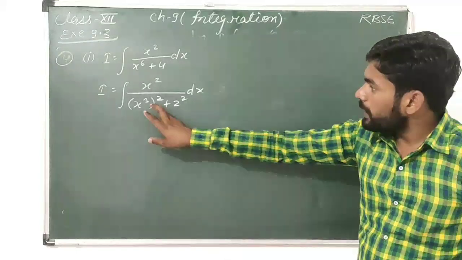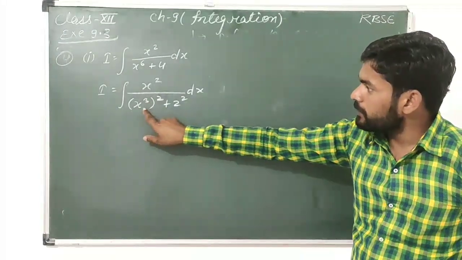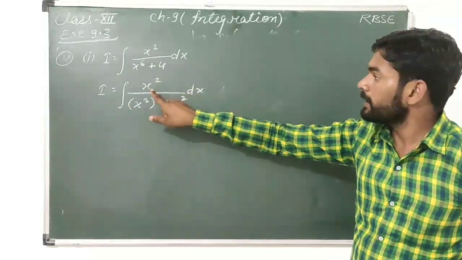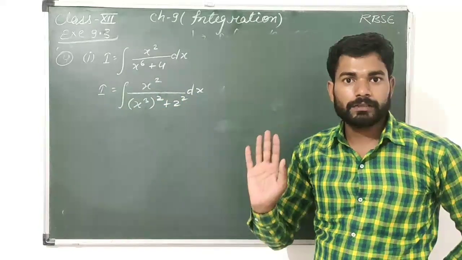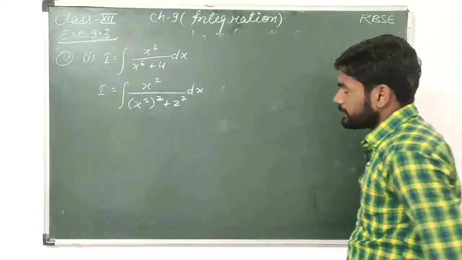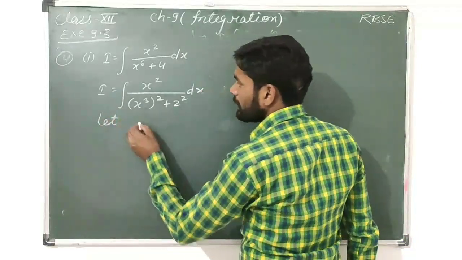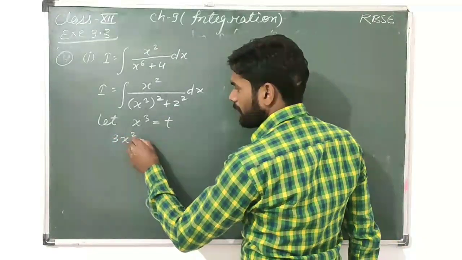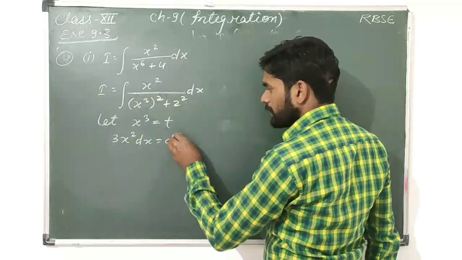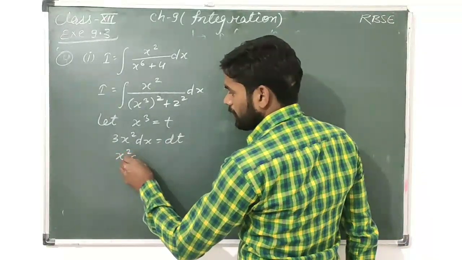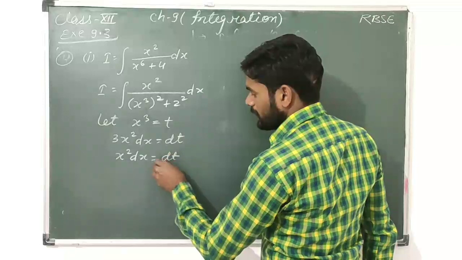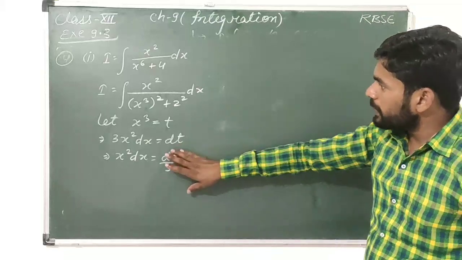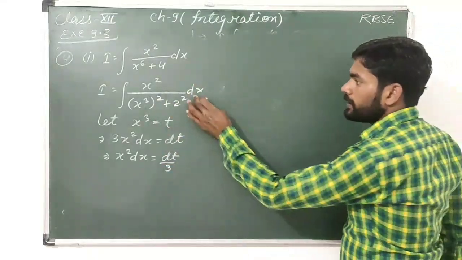Clear? If we can substitute any value in place of x cube, then the differentiation of this is in the formation of x square, so x square dx will be eliminated. Okay, student? So let x cube is equal to t. 3x square dx is equal to dt, and x square dx is equal to dt upon 3. Check and apply these values in this case.